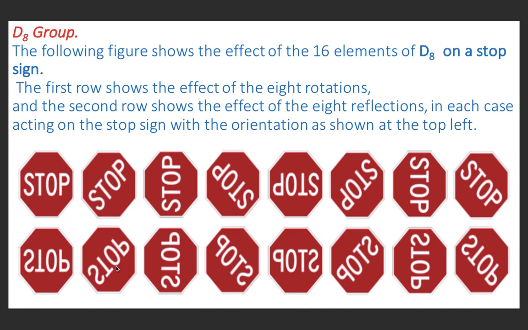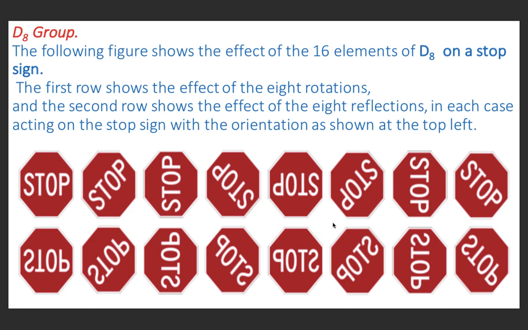And this row shows the effect of 8 reflections, in each case acting on the stop sign with the orientation as shown on the top left. It is a reflection of this, it is a reflection of this, it is a reflection of this. So this is the D8 group.